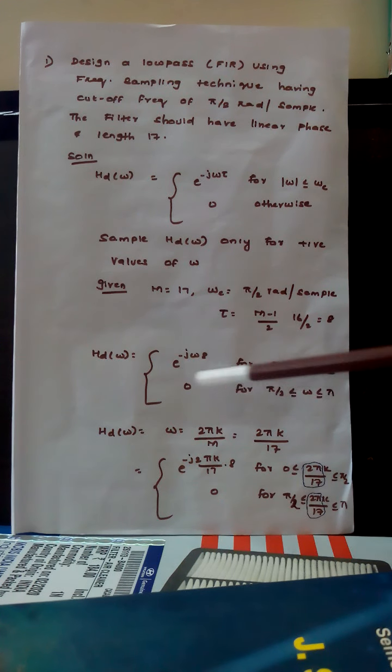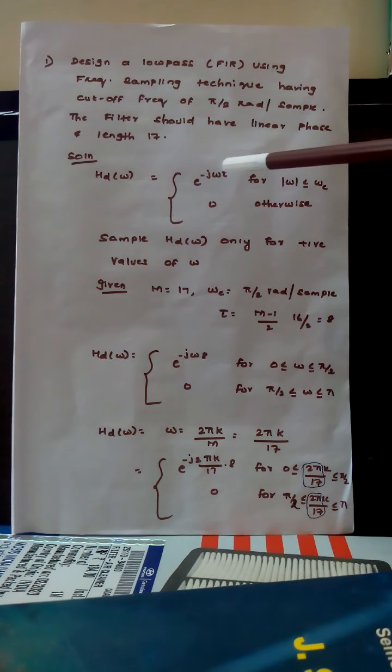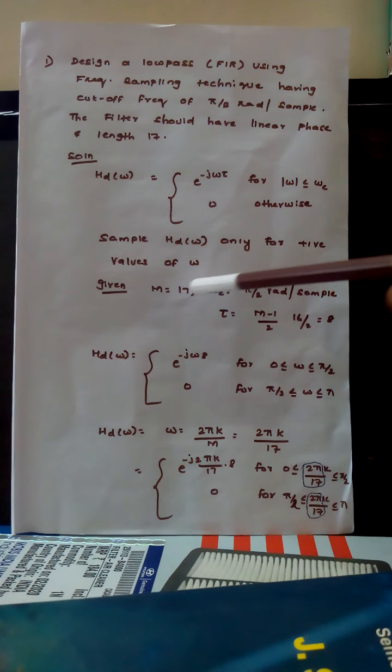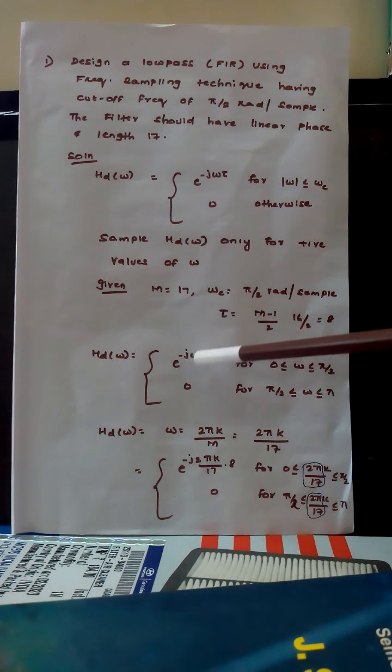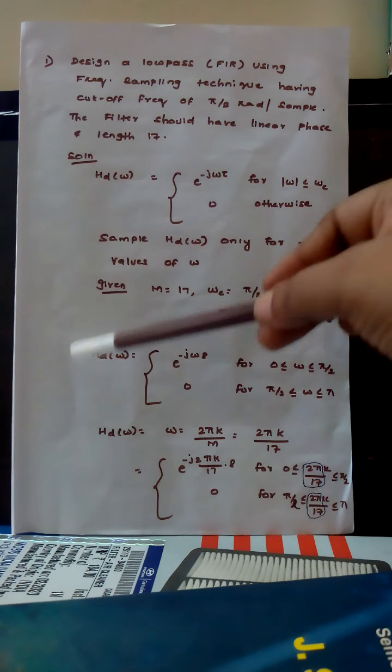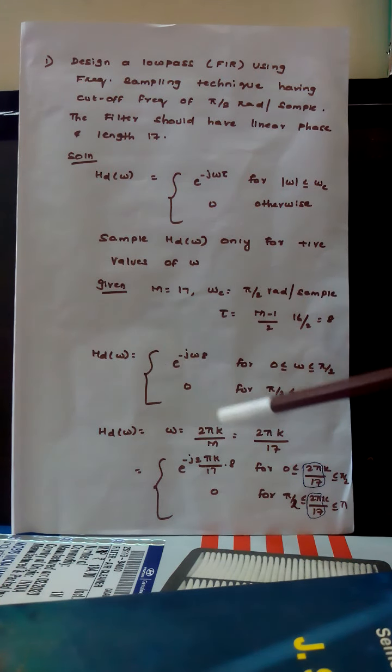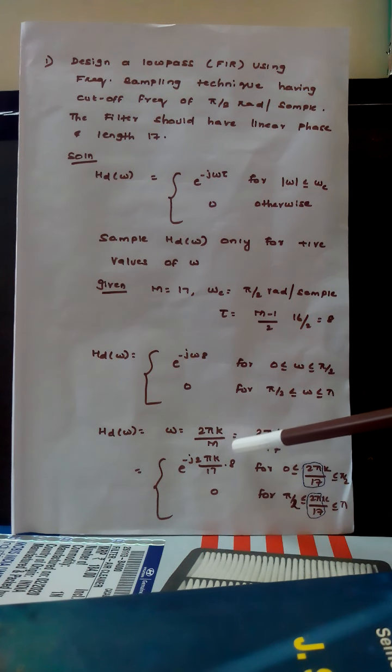So from pi by 2 to pi, the value will be 0. And again the tau value will be replaced by (m minus 1) by 2. So m, they have given as 17, minus 1, it is 16 by 2, it is 8. So it is e to the power of minus j omega 8. Now this Ht of omega we have to sample at 2 pi k by m samples here, correct?